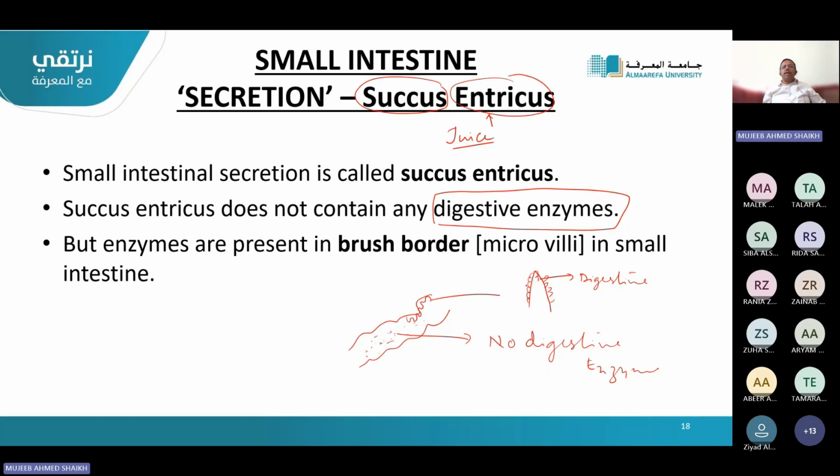They are bound to the epithelial cells, on the brush border. It is known as that because it looks like finger-like projections on one epithelial cell. So the finger-like projections are nothing but the brush border, or another name is microvilli, and the digestive enzymes are present there. They are not present in the liquid. Just remember that succus entericus does not contain digestive enzymes freely in the liquid, but they are present on the brush border.